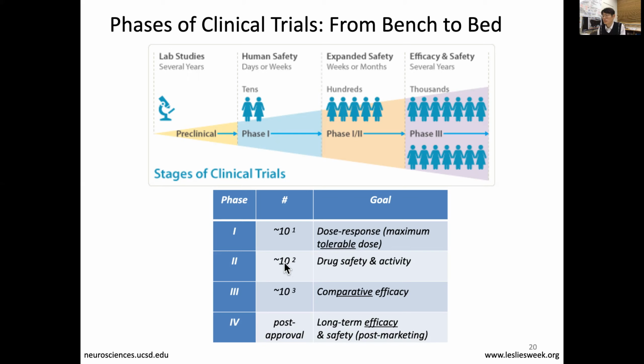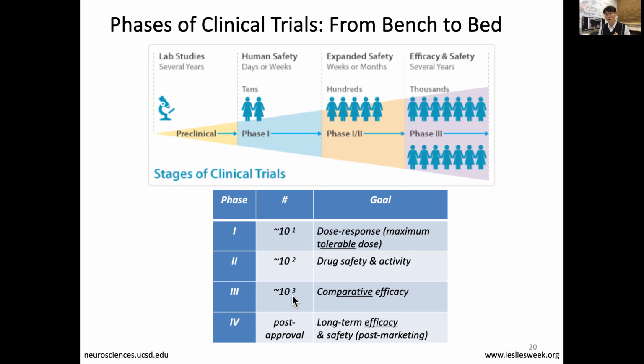Phase 2 is on the order of 10 to the second, so several hundred people. Now we are more interested in drug safety and whether the drug potentially has some effect. Afterwards, this will enter the third phase. Phase 3 means thousands of people, so this will cost a lot.